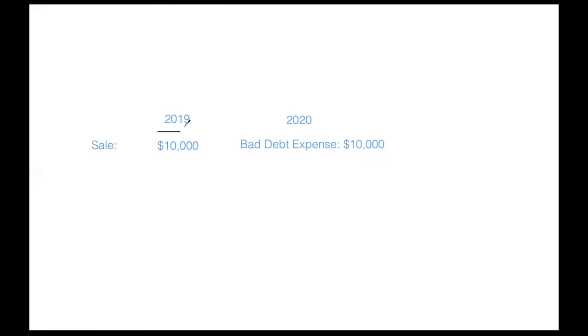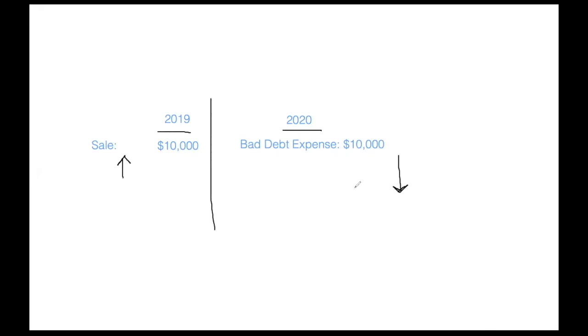Let's assume in 2019 we made a $10,000 sale. Our net income would then increase by $10,000. Then let's say we have a 12/31 year end, so at the end of December, we're starting a new accounting period. In 2020, our customer comes in and they default. They say they can't pay that $10,000. Therefore, we'll expense the $10,000 here in this year. Our net income then decreases by $10,000.